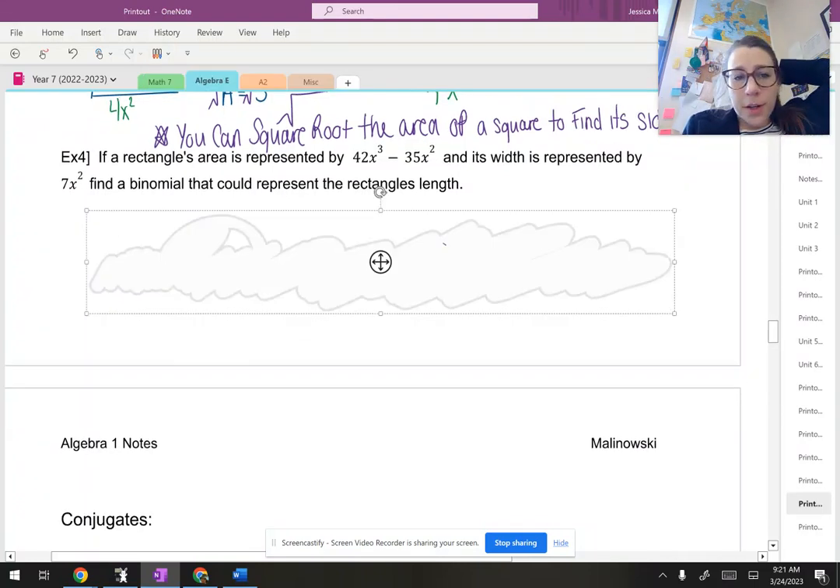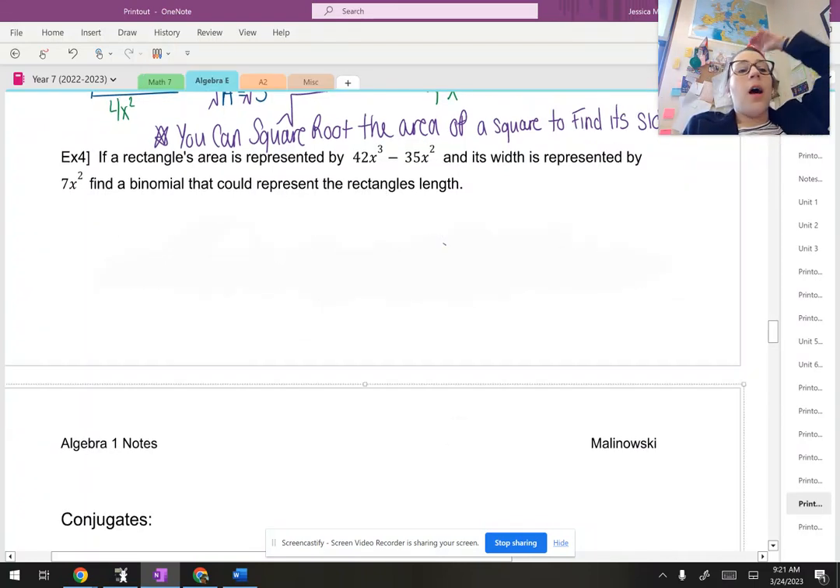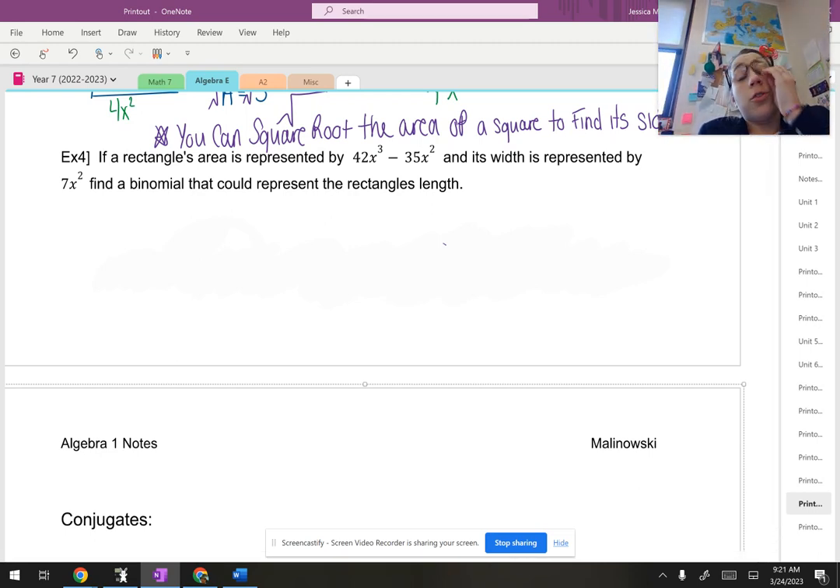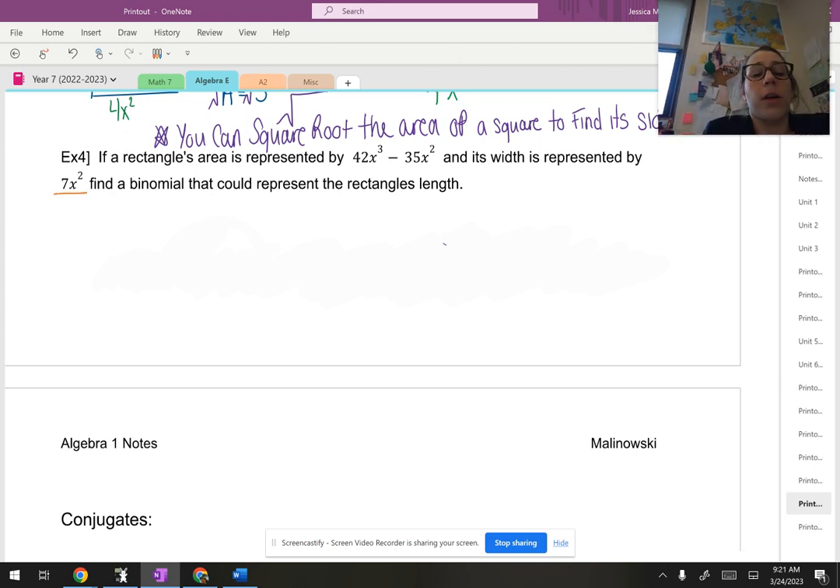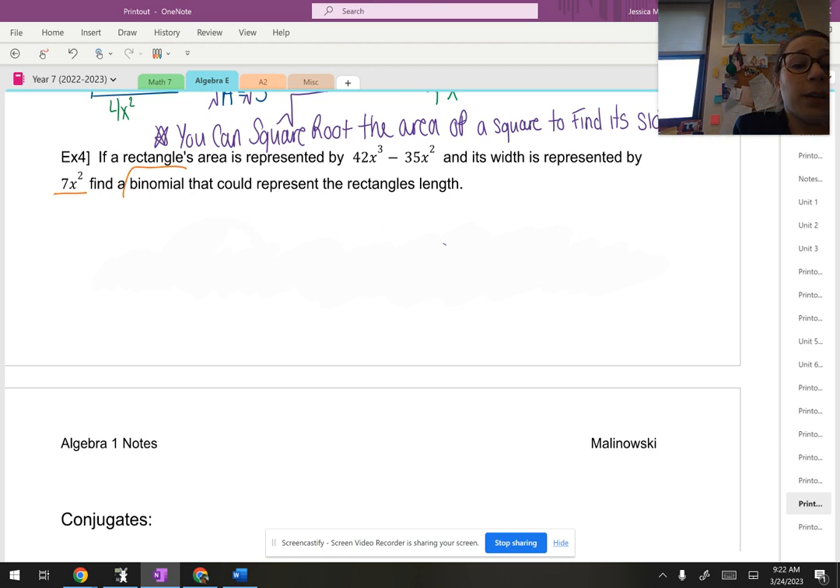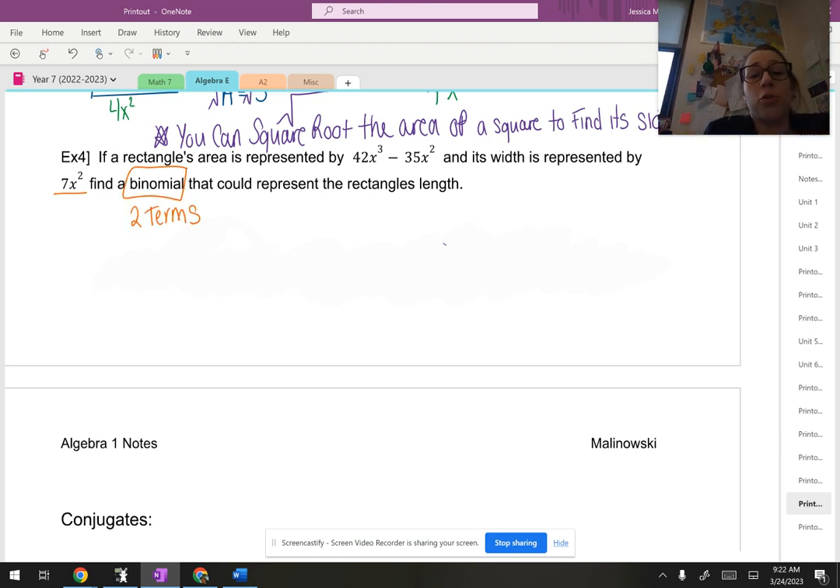All right, to example 4 here. If a rectangle's area is represented by 42x to the third minus 35x squared, and its width is represented by 7x squared, find a binomial, which immediately 2 terms should be floating through your head, that could represent the rectangle's length.